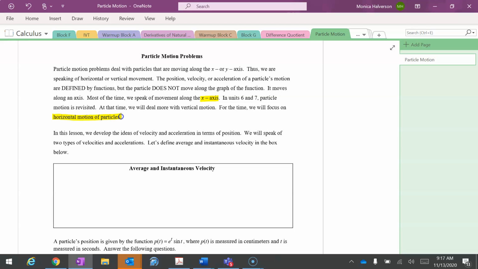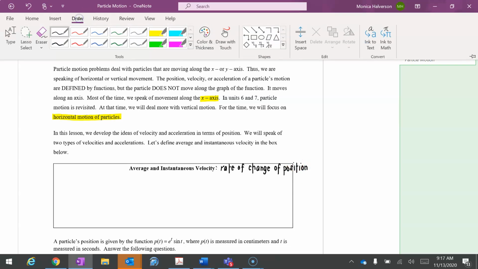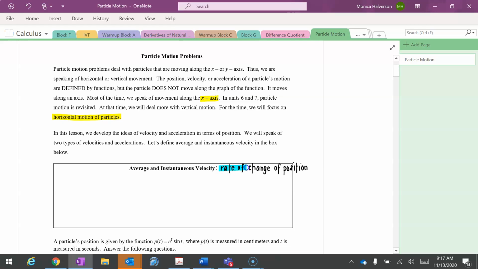In this lesson, we are going to make sure that we develop the ideas of velocity and acceleration in terms of position. And we are going to look at two different types of velocities and acceleration. So the first thing we're going to look at is velocity. Regardless of what type of velocity you have, velocity is the rate of change of position.